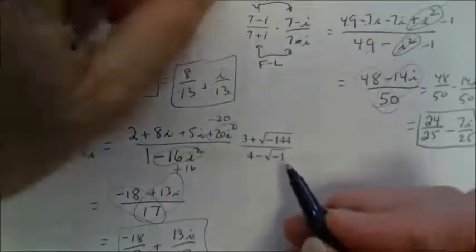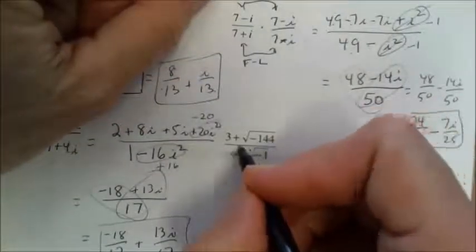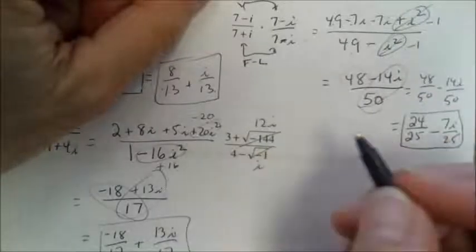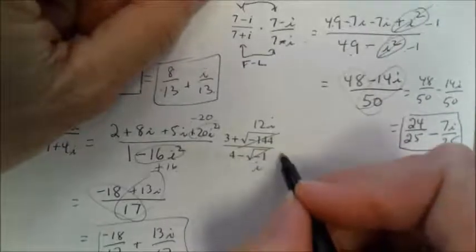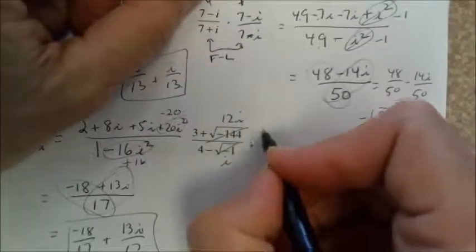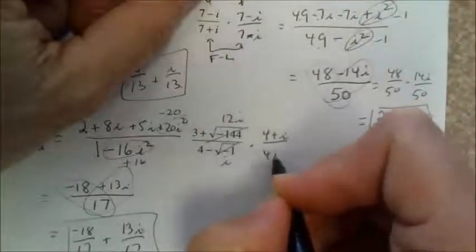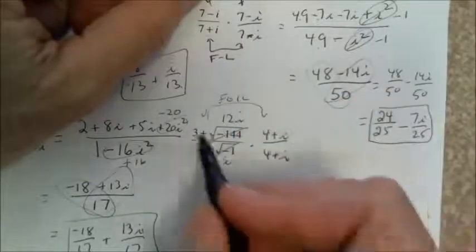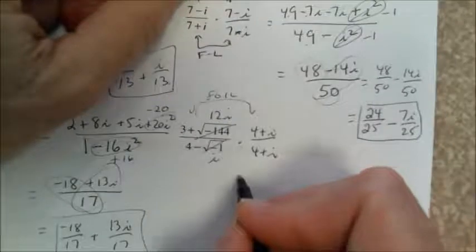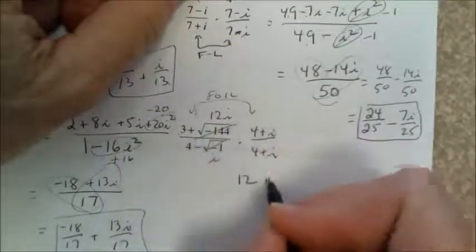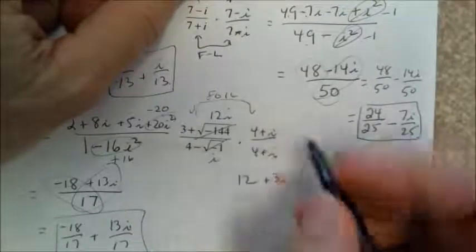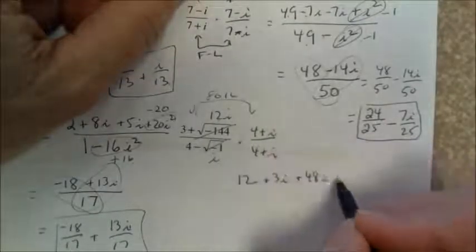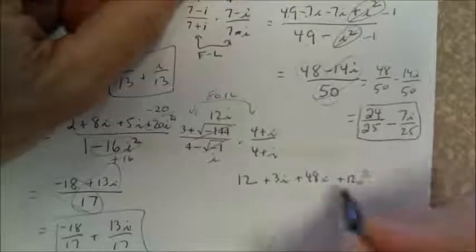And then this next one, the square root of negative 144 is 12i. The square root of negative 1 is just 1i. So we have 3 plus 12i over 4 minus i. We have to multiply it by the conjugate, which is 4 plus i, on top and bottom. So when you FOIL the top, 3 times 4 is 12. 3 times i is 3i. 12i times 4 is 48i, and 12i times i is 12i squared.